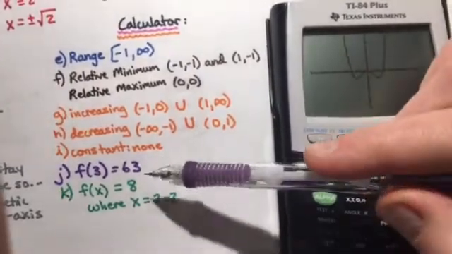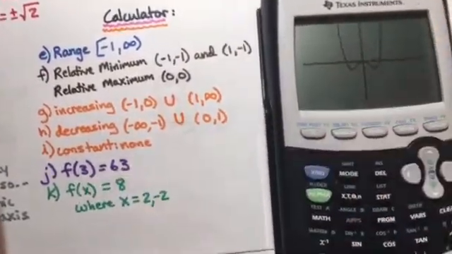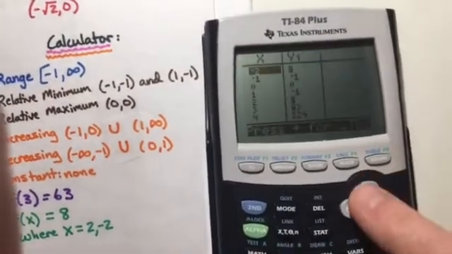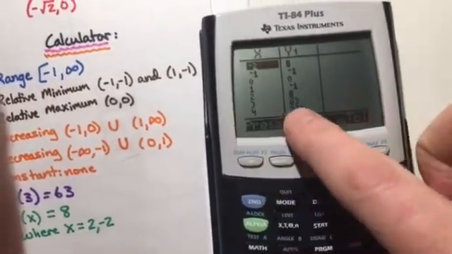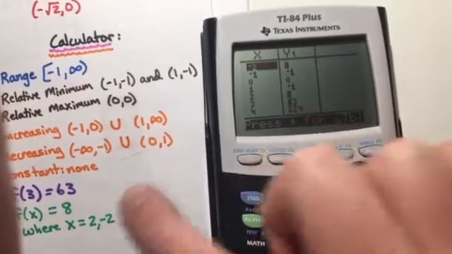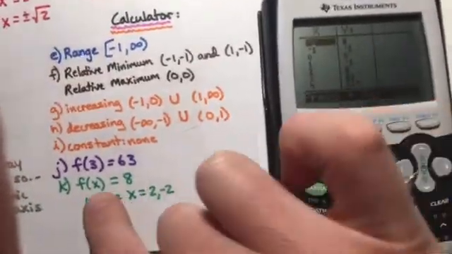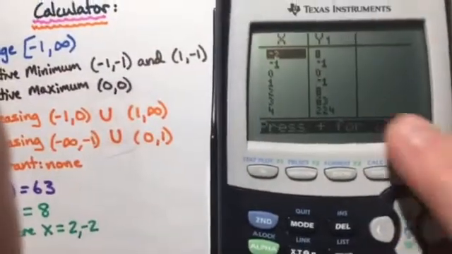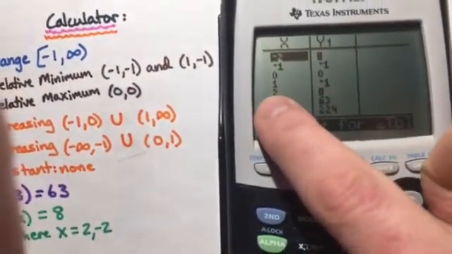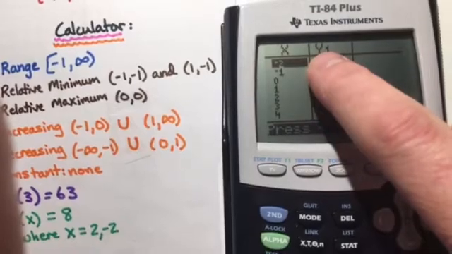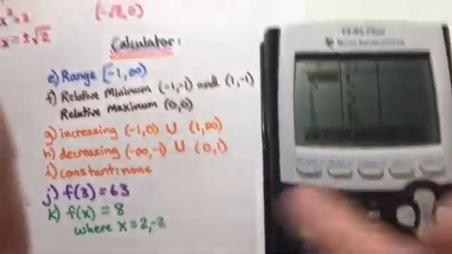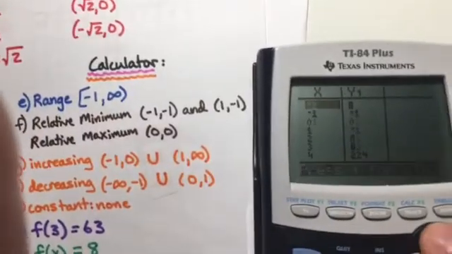And then J wanted us to find f of 3. So that's where x equals 3. We could quickly just check our table. And we see that x equals 3 would give us 63 for the y value. And then where f of x equals 8 means where the y value would equal 8. So that's where x equals 2. And we also have another one at -2. So we just need to put both of those right there. But notice they're really easy to check just looking in your table.